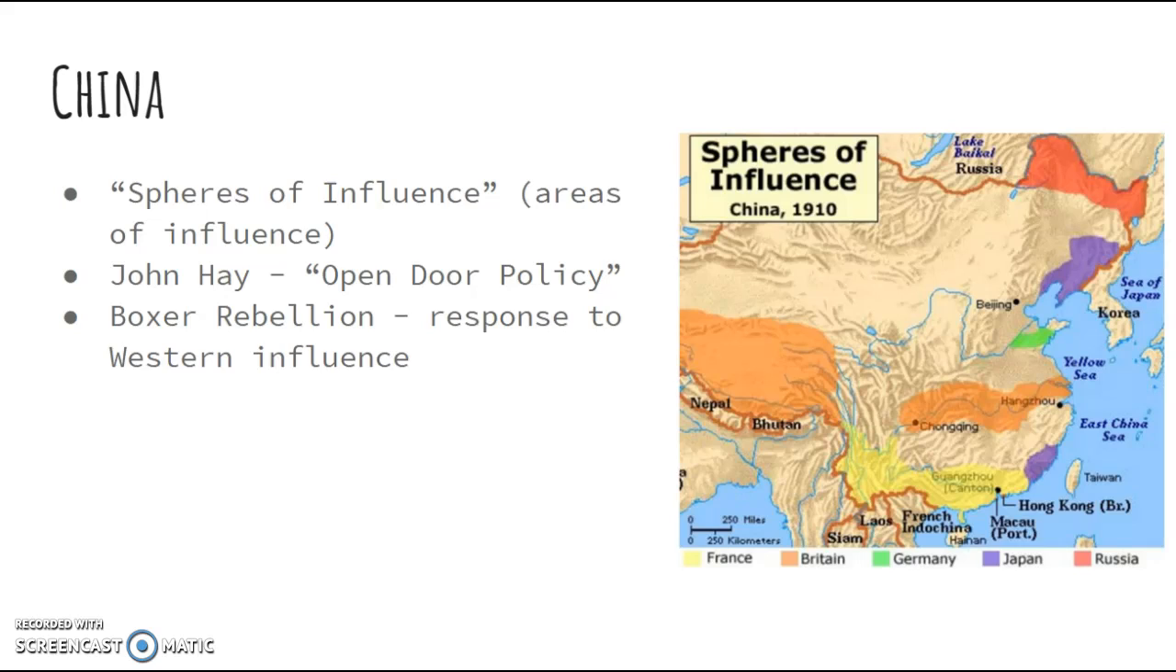His solution was to announce an open-door policy, which gave equal trading rights to all foreign nations in China. Whether he could actually enforce this was really up for grabs, but he did send letters to all of the major European powers that declared his policy to be in effect. However, only a few months later, in 1900, a rebellion led by a group called the Boxers erupted in China as a response to Western influence. The Boxer Rebellion threatened the lives of foreigners living in China, which wasn't exactly what Secretary Hay was looking for, so he and other nations sent an army in to crush the rebellion.